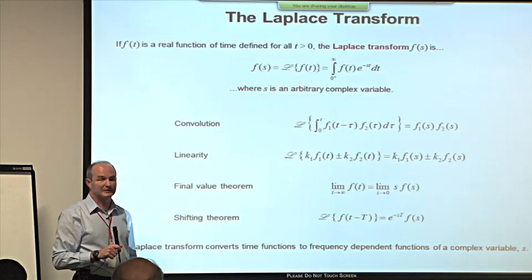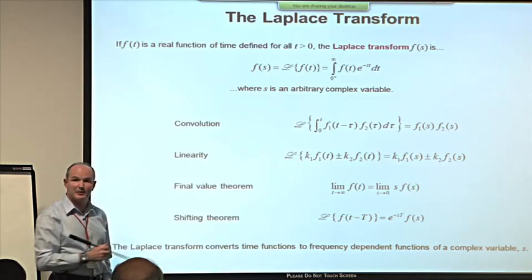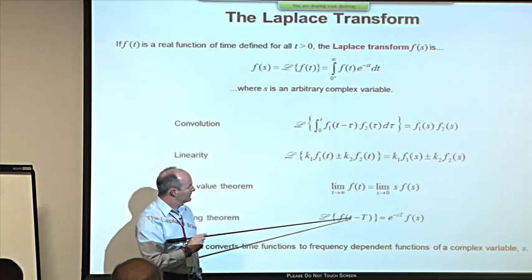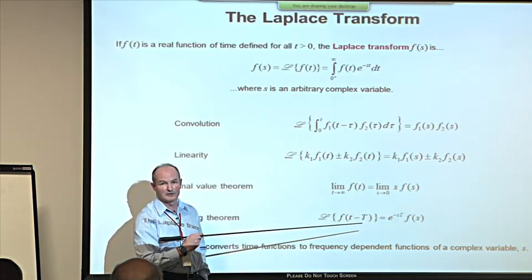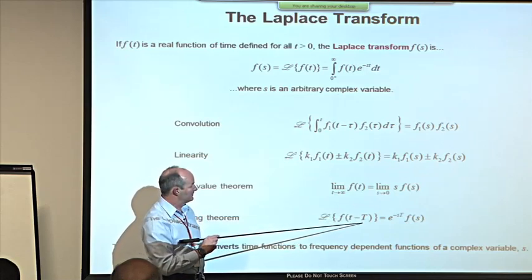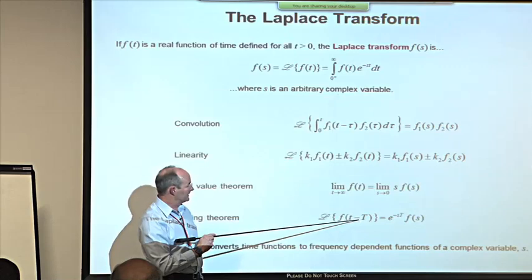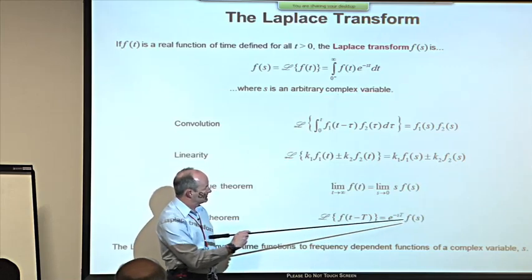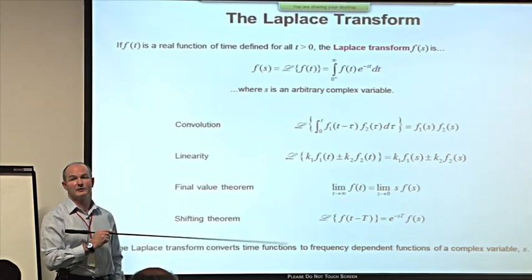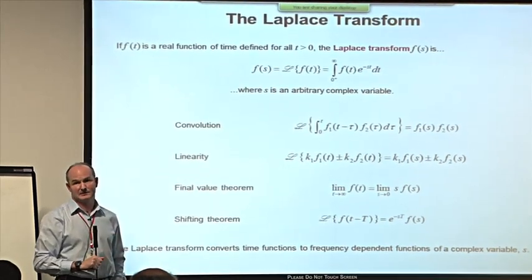And the final property here is called the shifting theorem, or the time shifting property, which tells us how the Laplace transform changes if we apply a time delay or a time advance to a function of time. So in this case, it's a time delay by a fixed amount, capital T, and the Laplace transform is changed by being pre-multiplied by e to the minus sT. This will be particularly important later today when we do discrete time systems.